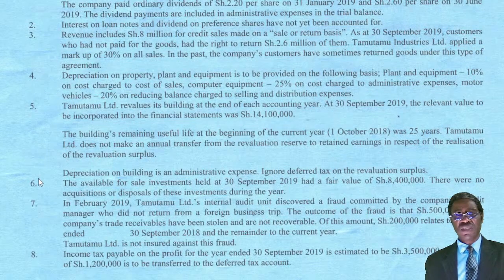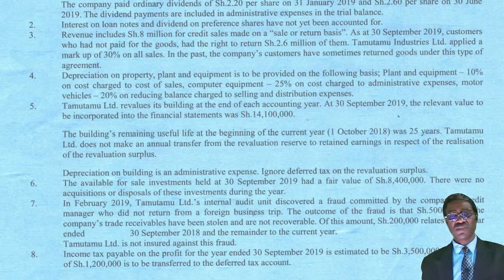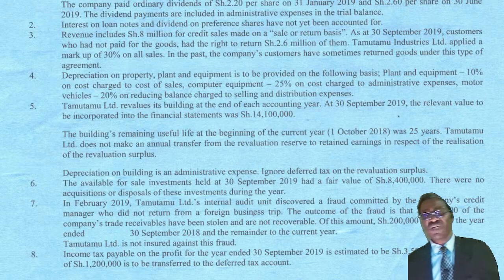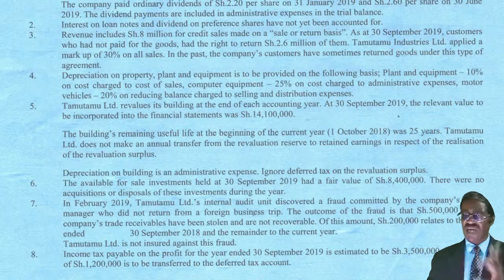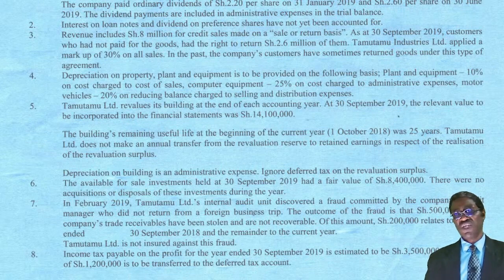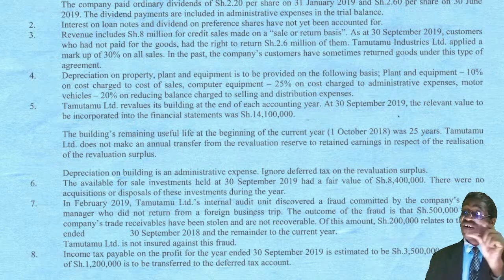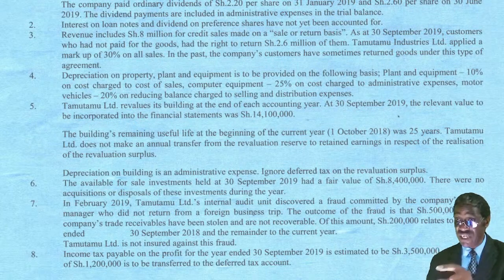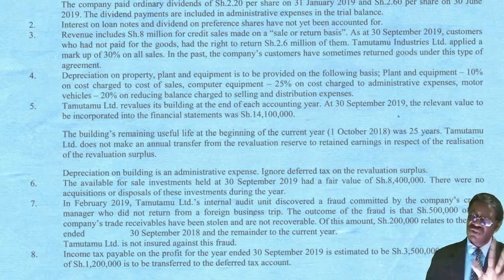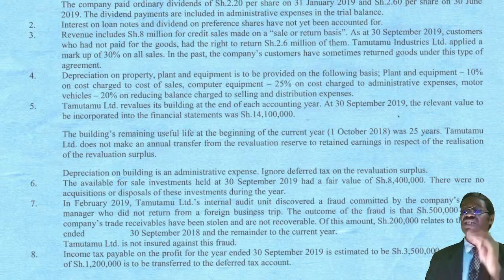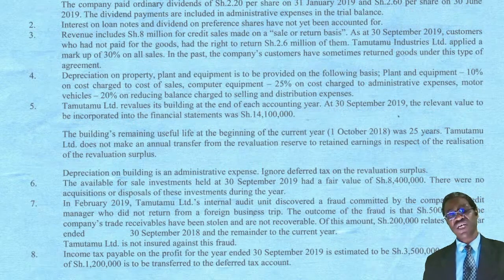What's issue number 6? They are saying an available for sale investment was held as at 30th of September 2019 at a fair value of blah. That's a financial instrument. We shall discuss that. When you revalue a financial asset which is available for sale, what do you do? The gain or loss on revaluation, the accounting standard just says, take it to the P&L account. We shall put down that information.